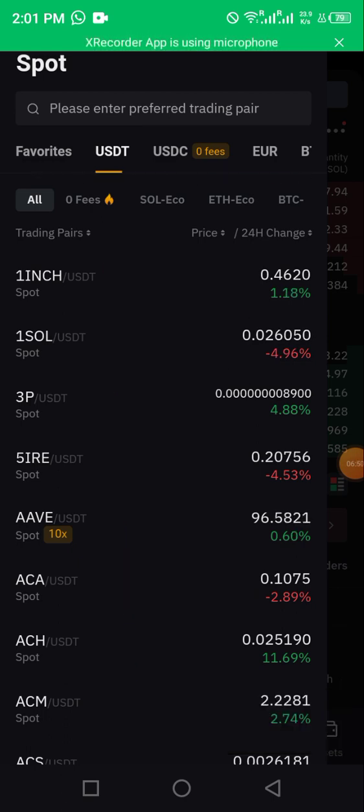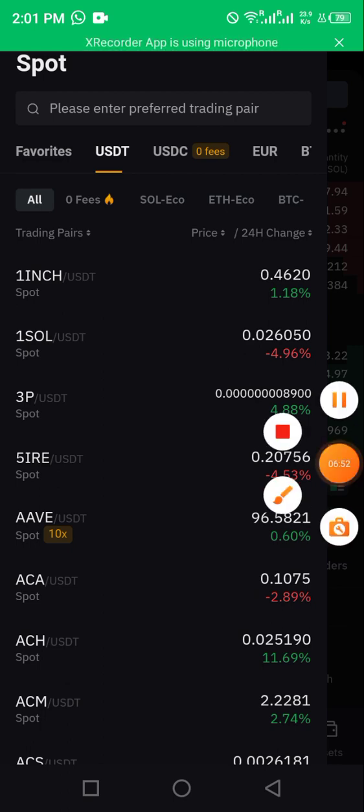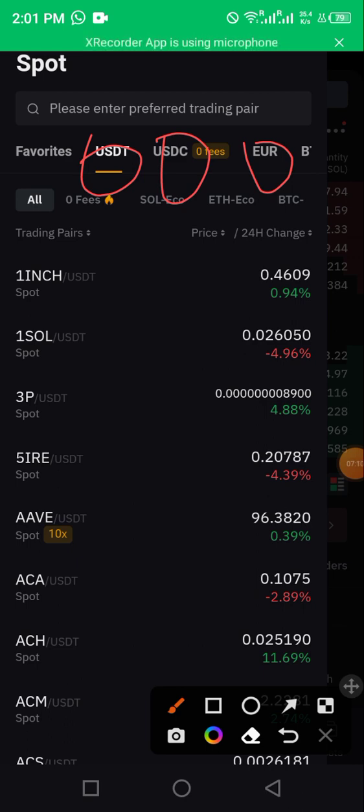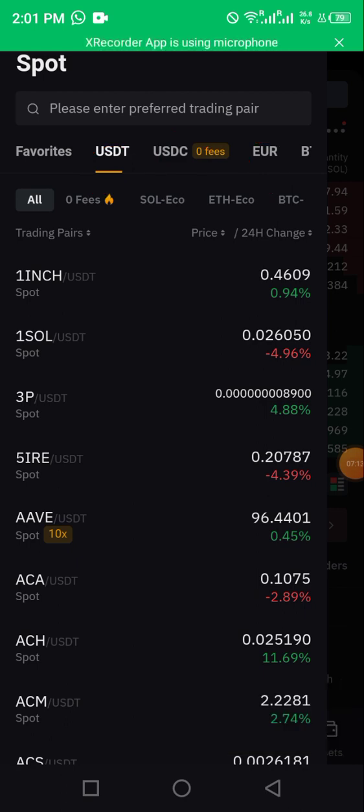That is, you can trade using your USDT, your USDC, your euros. The list goes on and on down. That is in terms of the currency. And then in terms of the pairs, you can also have other trading pairs that are available. Let me move it so you can see. Here are different trading pairs and patterns you can use to trade. And here are different trading currencies you can use for trading.